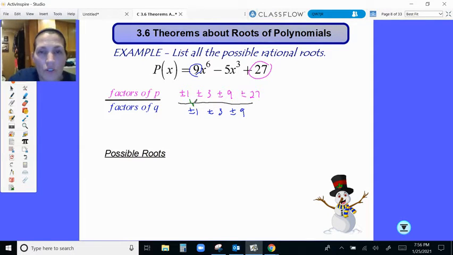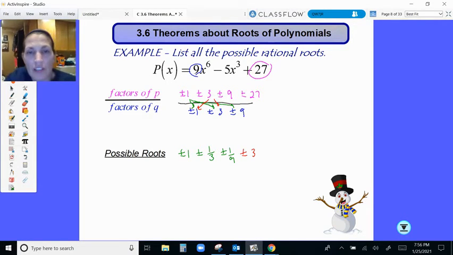Okay, so now all my possible roots are going to be, I'm going to go ahead and get a different color here. So 1 over 1, so positive, negative 1. 1 over 3, positive, negative 1/3. 1 over 9, positive, negative 1/9, right? So now let's go ahead and get some, I'll just move the red here. So 3 over 1 is going to be positive, negative 3.